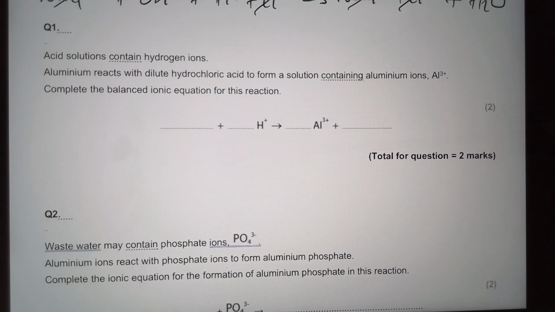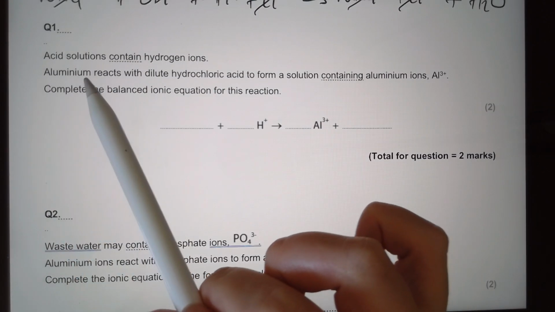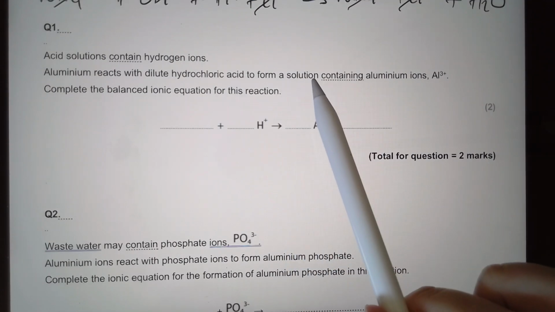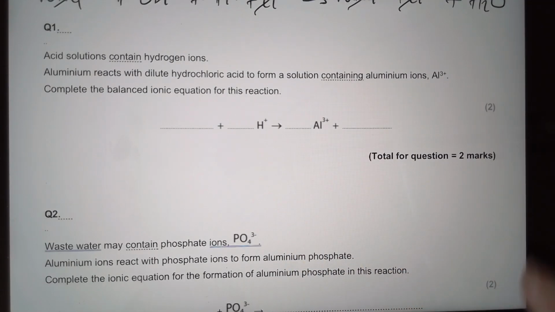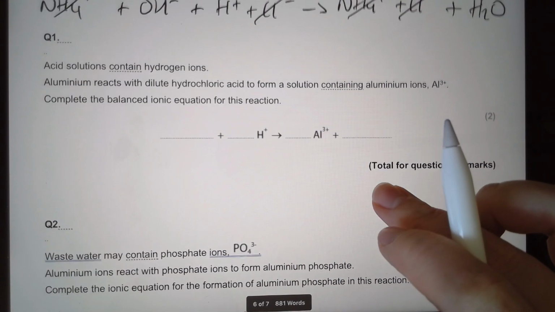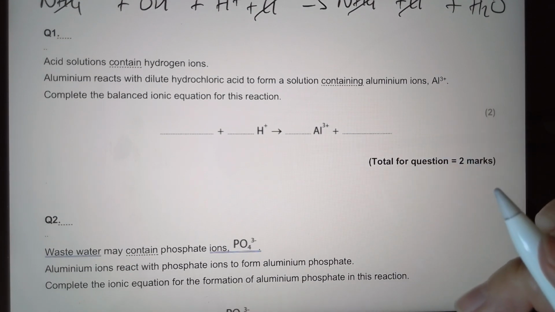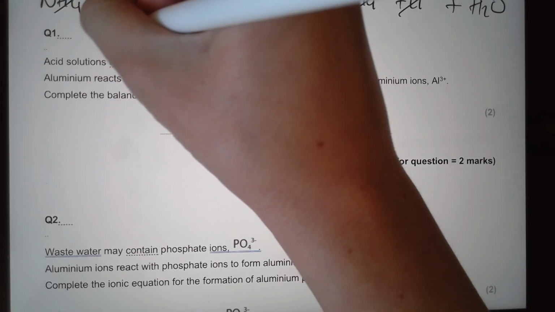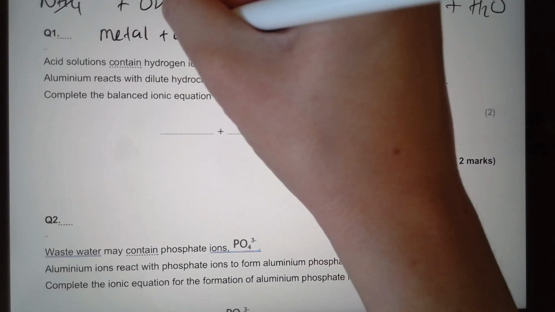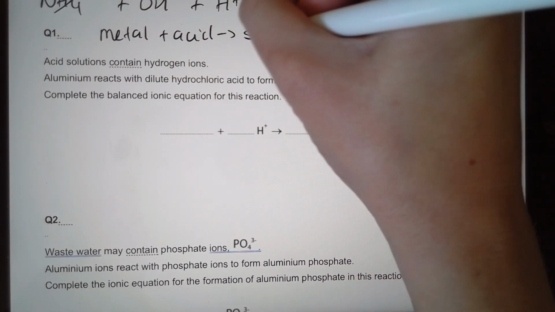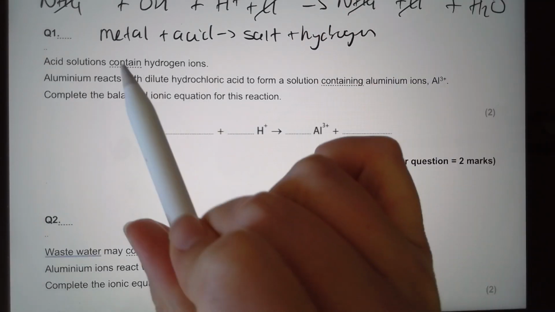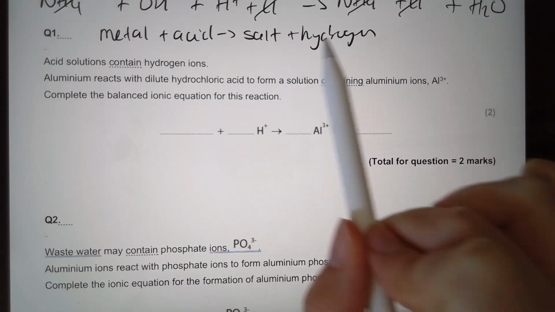So it's telling you that aluminium, which is a metal, reacts with dilute hydrochloric acid, and it's going to contain a solution containing aluminium ions. All right, what you need to know from this is a bit of background information from CC8 acids, which you covered in year 10, and that tells us that if we have a metal and we react it with an acid, we are going to form a salt and we are going to form hydrogen gas. So we can use the memory aid MASH: metal, acid, salt and hydrogen.